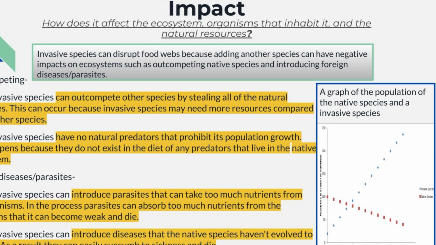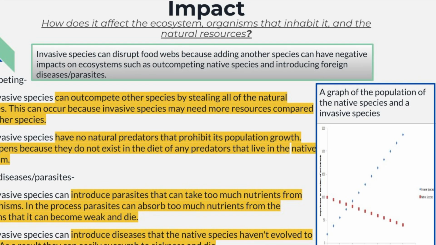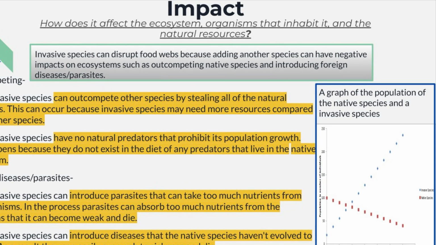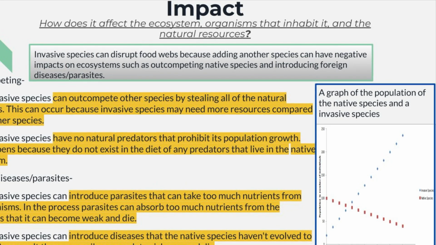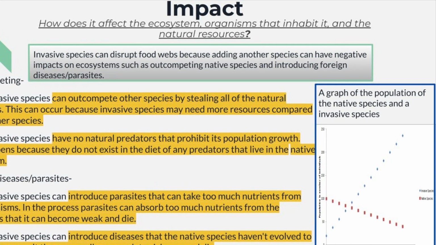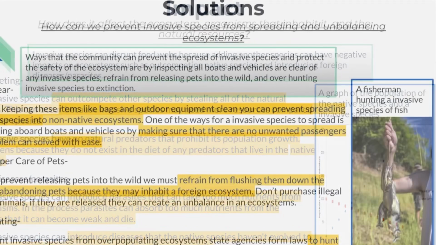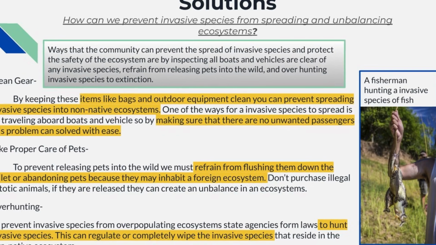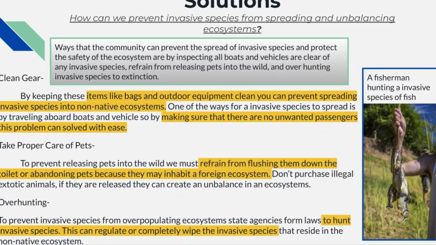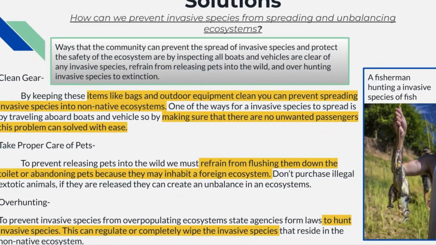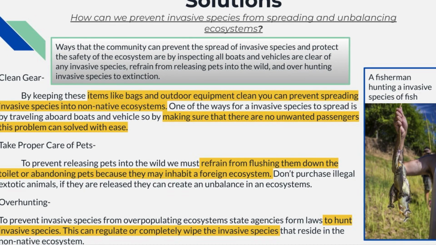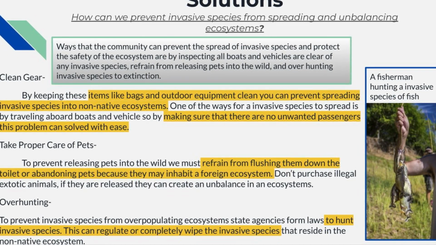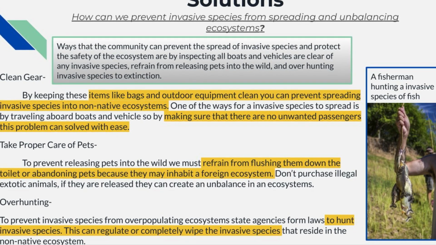Graphs show that as invasive species increase, native species often decrease or disappear. This hurts not just the ecosystem, but also the people who rely on it for food, recreation, or income. Slide 10: Solutions. There are several ways we can help prevent the spread of invasive species. First, we can clean our gear, including shoes, boats, and outdoor equipment, before entering new environments. This helps stop seeds, insects, or other organisms from traveling with us.